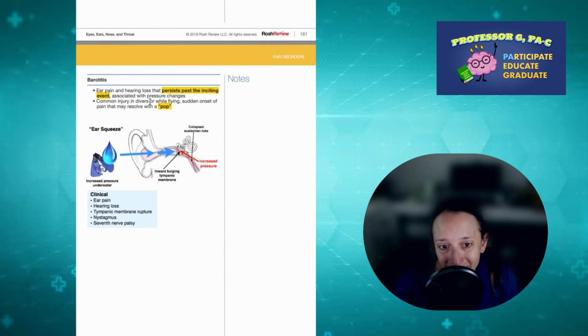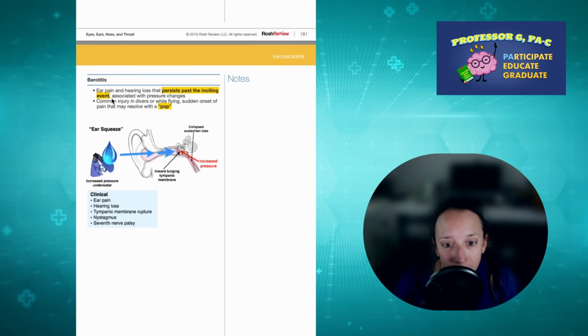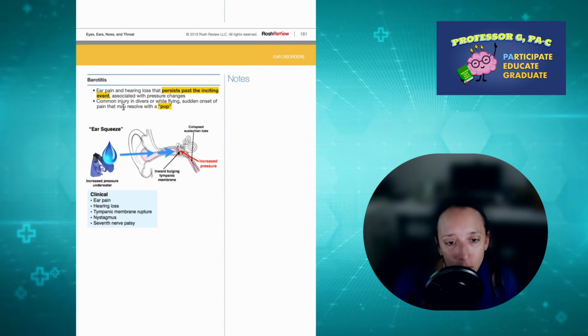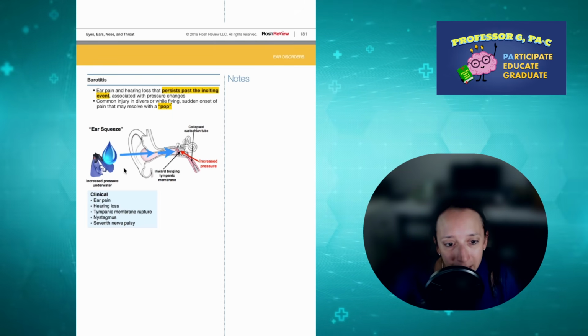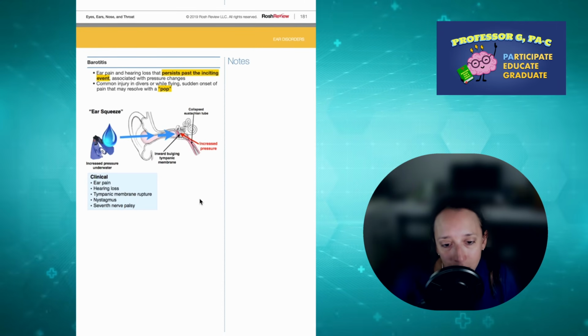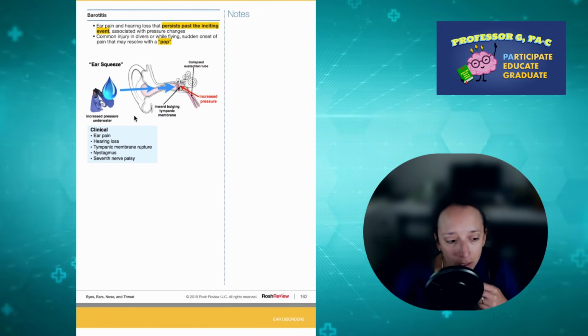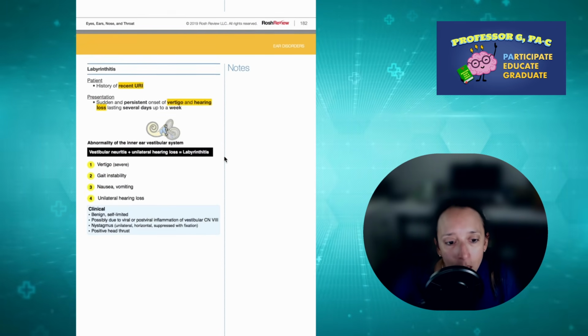Barotitis is ear pain that persists after an event. So usually it happens, it's kind of like barotrauma, right? So it happens when we're flying or scuba diving or something like that. And we get a sudden pop within the ear. It can kind of squeeze the eardrum and cause pain, and it can actually rupture the tympanic membrane. So keep an eye on that. There's the Toynbee maneuver, or swallowing can kind of help with that.